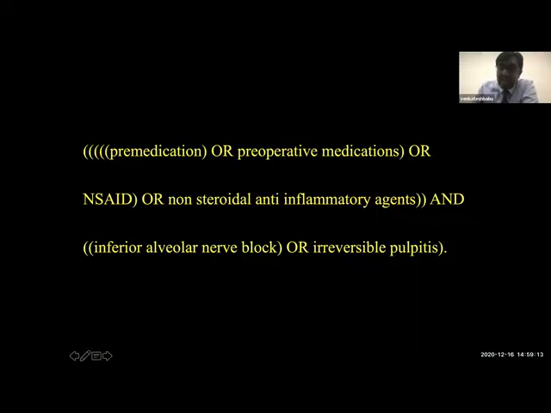And inferior nerve block, irreversible pulpitis. Yeah. Sometimes you can put IANB also, because in some titles it will be IANB. So like this, you have to frame your research question.